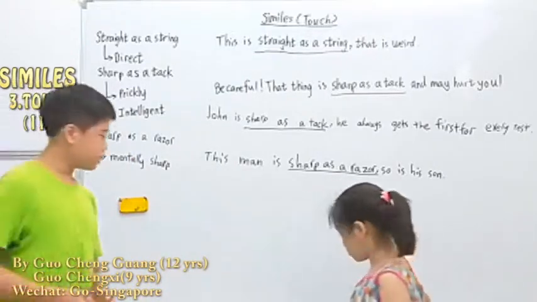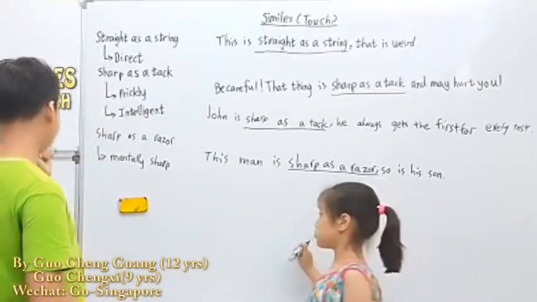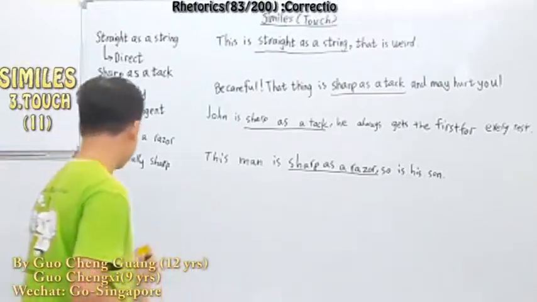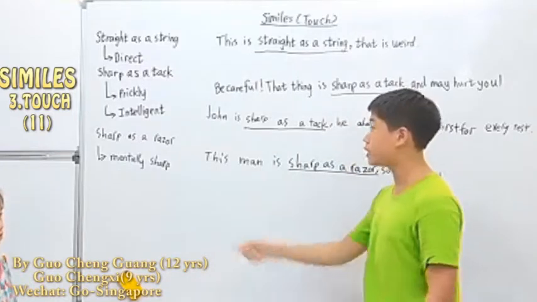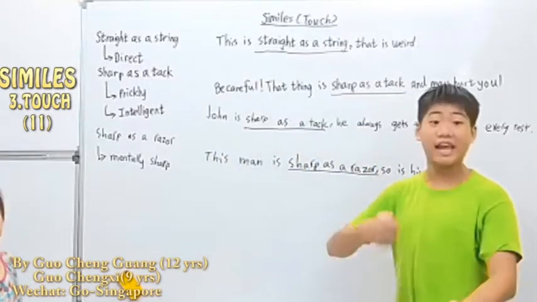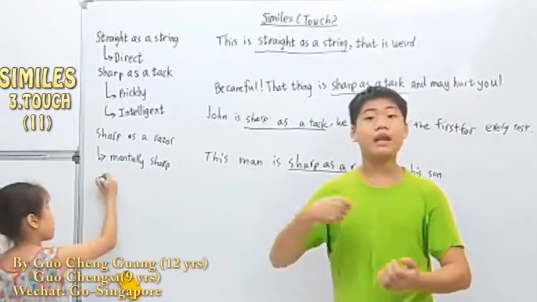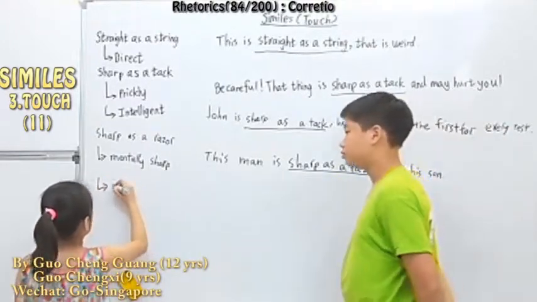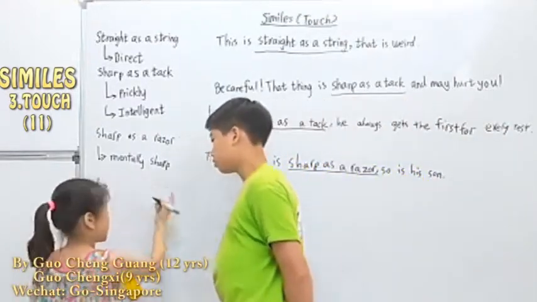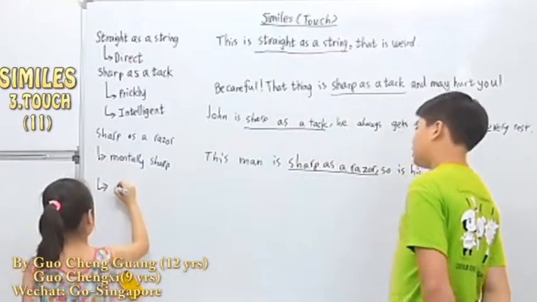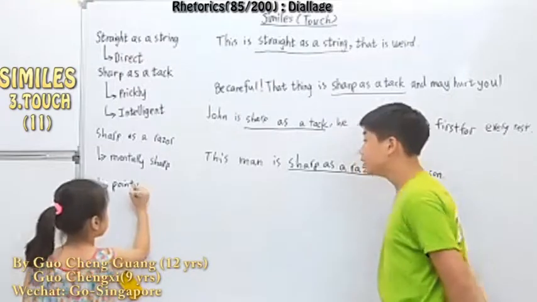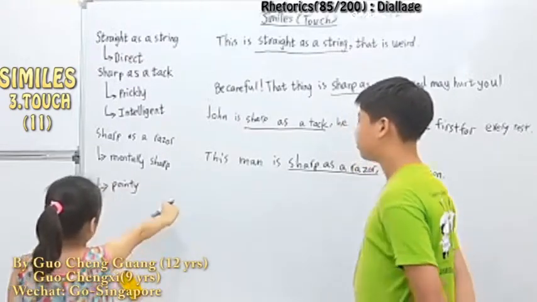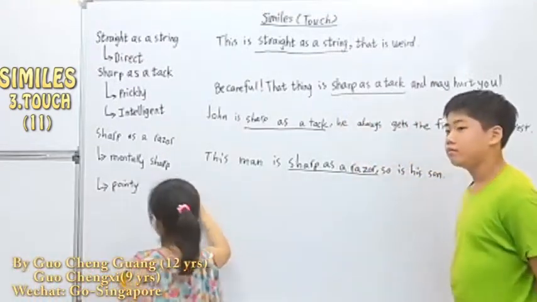Yes. So let me say this part. We have sharp as a tack, we have sharp as a razor. Well, sharp as a razor can also mean very sharp because a razor is a blade, like a knife. You also can say sharp, another synonym. Synonym: pointy or spiky. So here, pointy. I can say that.